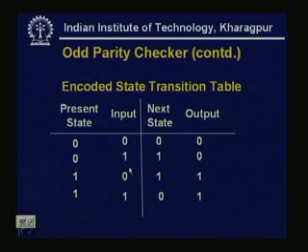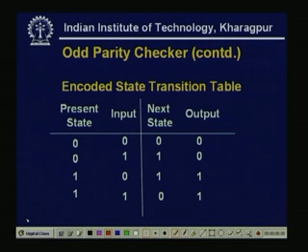So the state transition table means that with respect to the 0 and 1. Now if we denote the even state as 0, there can be two states, even and odd. So I need only one bit to represent the state, and even I am denoting as 0 and odd I am denoting as 1. So this is called the state encoding.